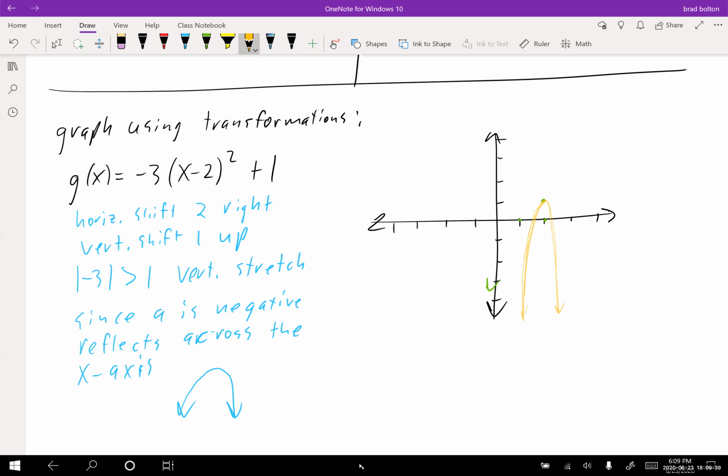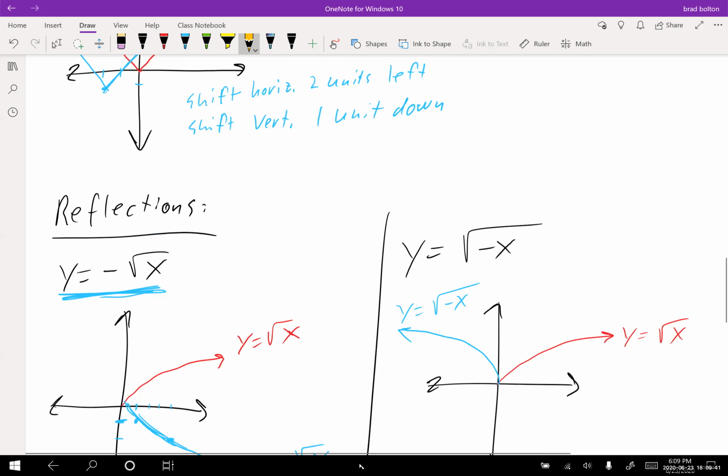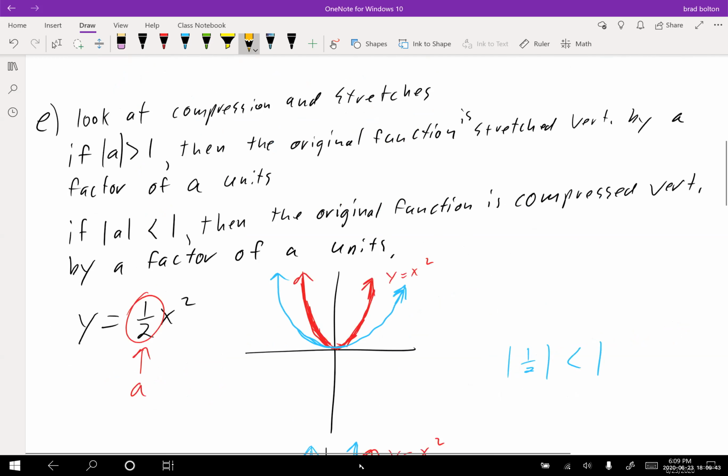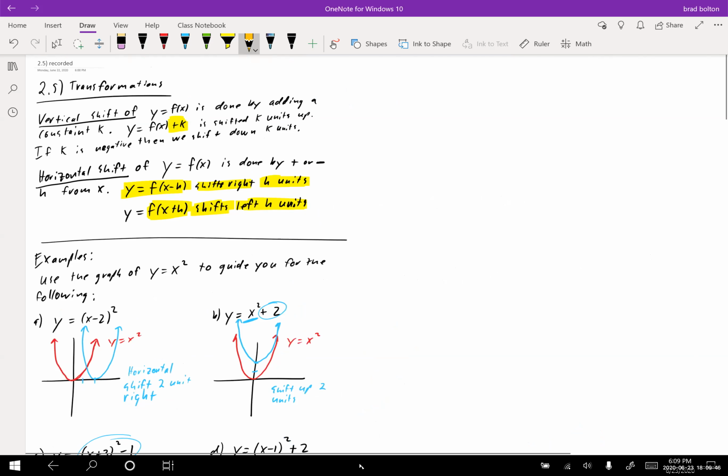Okay, I think that'll do it for this video, guys. This is definitely a section where the homework will help a lot, because there's not really a lot of work for this. It's more you understanding how to move things around.